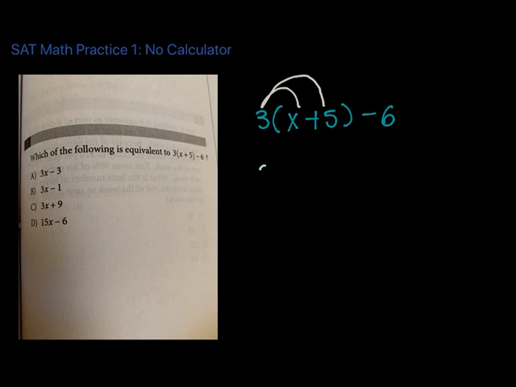So in that case, 3 times x is 3x, and 3 times 5 is 15. And we still have to write minus 6 because that was part of the original expression. So we're not finished with this problem yet. We have to further simplify this, and so we have 3x, and 15 minus 6 is 9. So the most simplified answer would be 3x plus 9, and in our answer options, C is 3x plus 9. So C would be our answer.